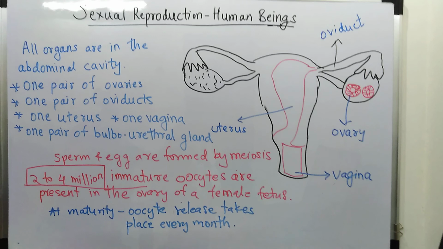Gamete formation. Both gametes, that is the sperm and ovum, are formed by meiosis. We have learned that both the sperm and the egg are formed by meiosis. We know that they are sex cells, right?